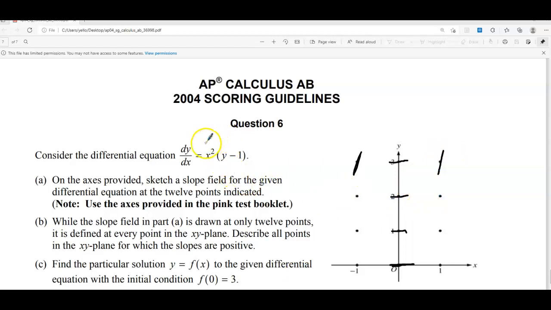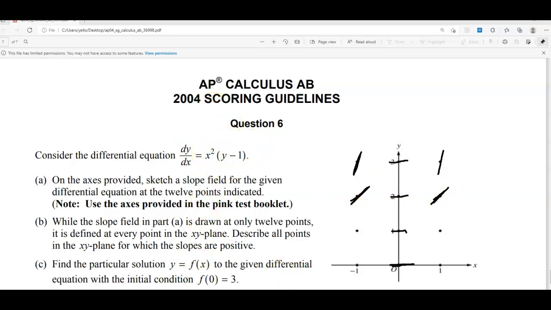So here we have -1 squared, that's for this point, and plugging in 2 for the y, and so that's 1 times 1, which is 1. So we're going to have a slope of 1. And that's about a 45-degree angle, so that would look something like that. And once again, we know this side's going to have to be the same.